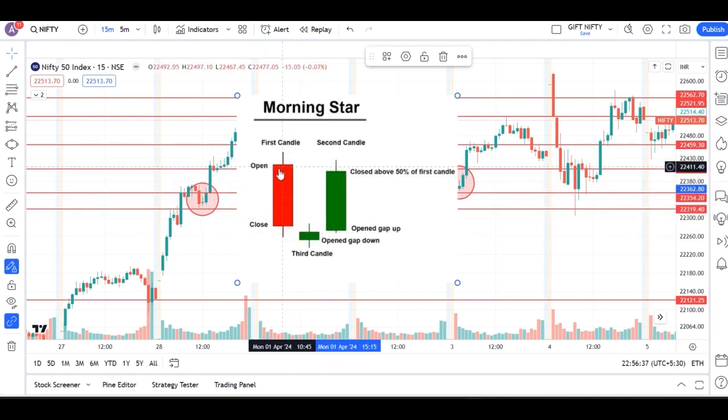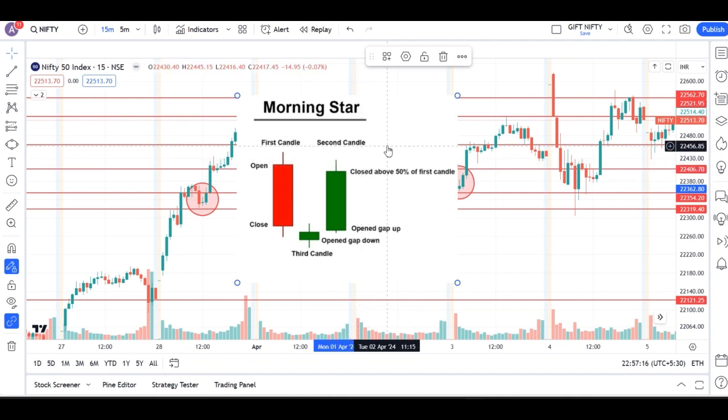So what happens when the morning star forms in the general market? Let's see. You can see the pattern: a red candle, then a small second candle, either bullish green or bearish red, and then a green candle above 50% of the first candle. So this is the pattern. Generally, once this pattern forms, we can see the bullish side, it will go upside from this candle onwards. We can go for the upper side for buying.